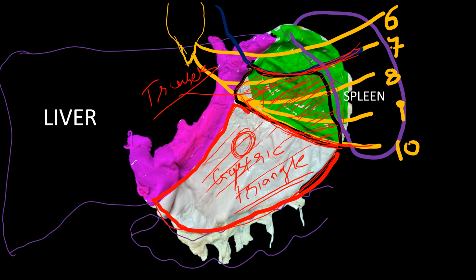So by percussion of Traube's space we can identify or assume whether there is a collection of fluid, liver enlargement or splenic enlargement. That is the importance of Traube's space. So on the anterior surface of the stomach, there are two important areas: one is the gastric triangle and the second is Traube's space. Okay. In the next slide, we will learn about the visceral relations of the posterior surface of the stomach.